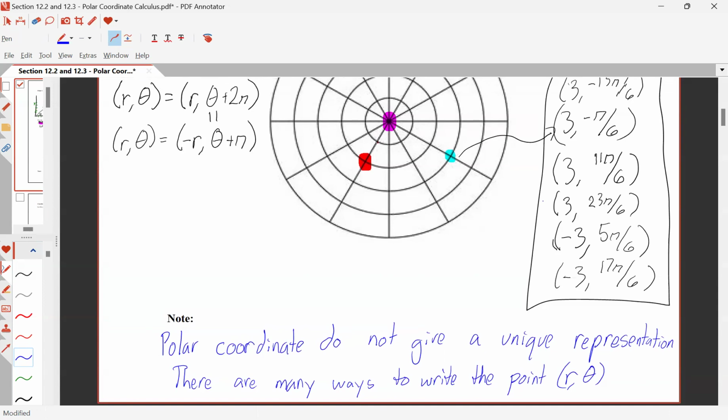And in the next video, we will take a look at switching between Cartesian and polar coordinates.